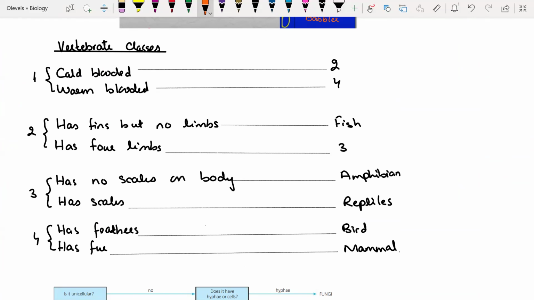In the other case, if your animal was warm blooded, that means you have to go to 4. In 4, if it has feathers, then that's a bird. And if it has fur, then that's a mammal. Right?